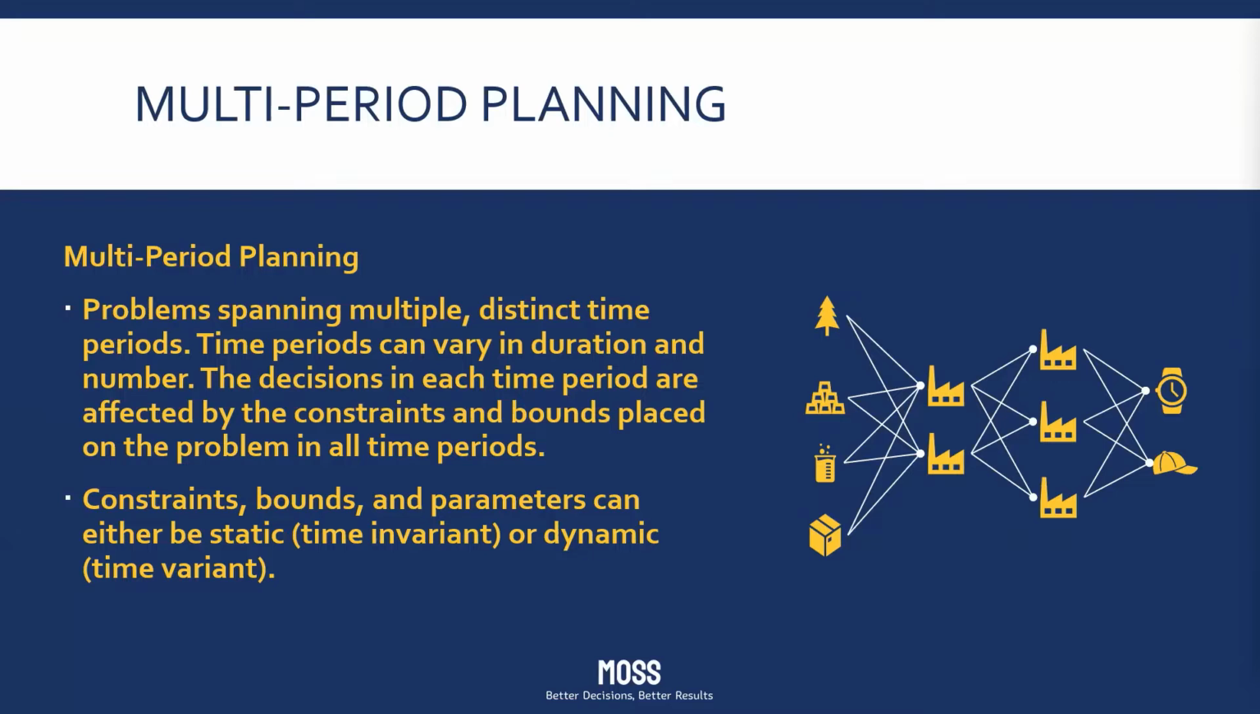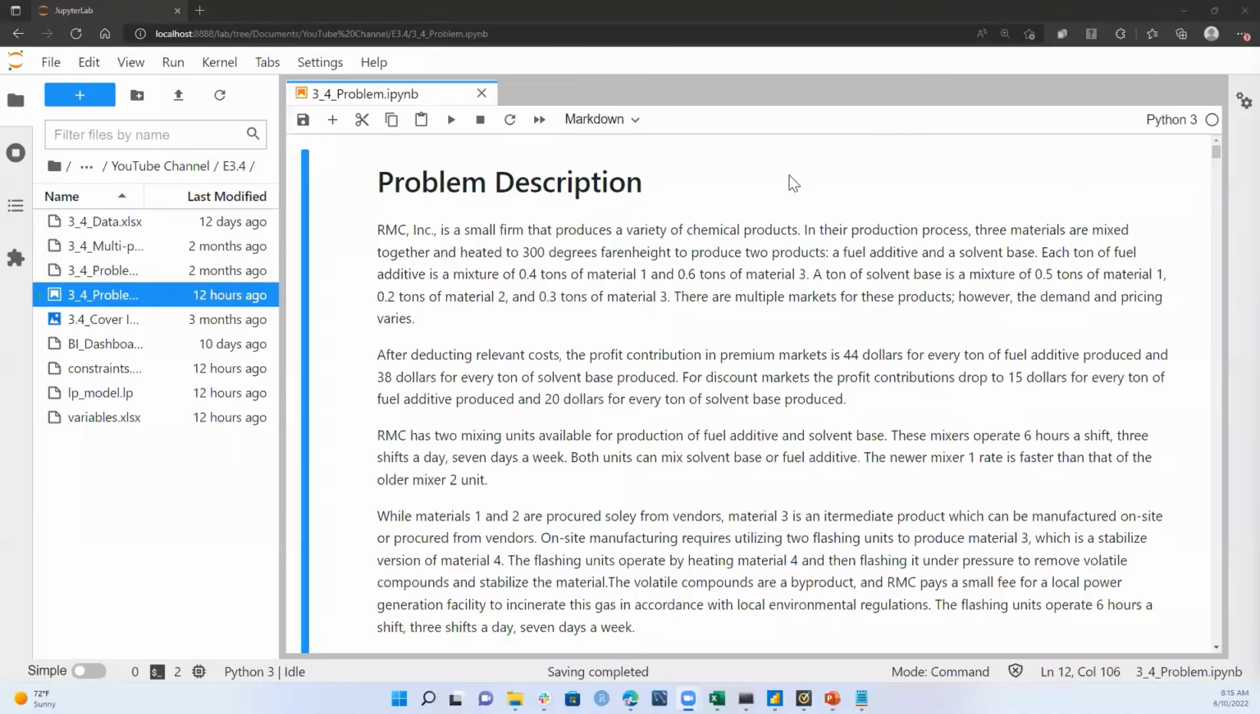In today's episode, we will pick up where we left off in episode 3.3 and introduce the problem in the context of 4 production periods. As with past episodes, we will start with the problem description.